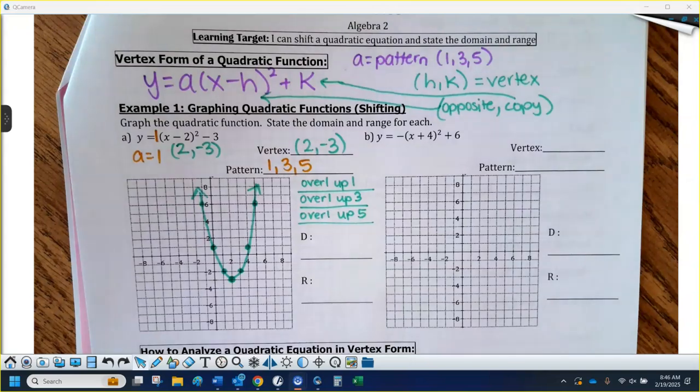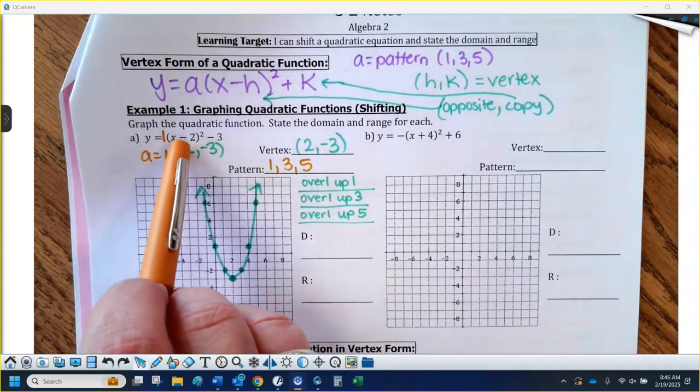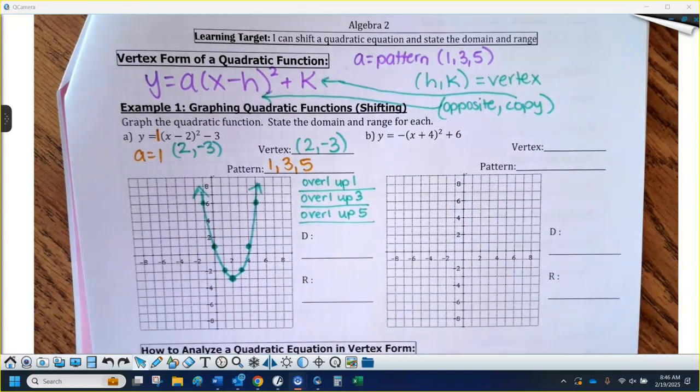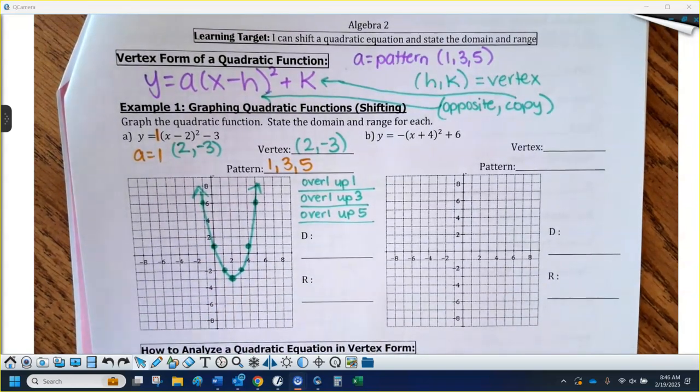Like if it's -3, we're going to go down 3. So when I read this, this is going to go right 2, down 3. So from the origin, I go right 2, down 3. That's how it shifts it, and then all the other points would move that way too. So that's why you can use that pattern.